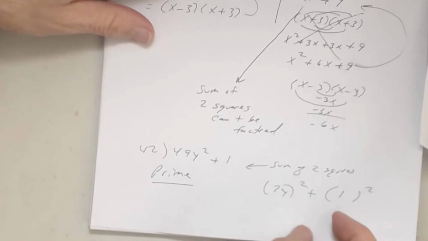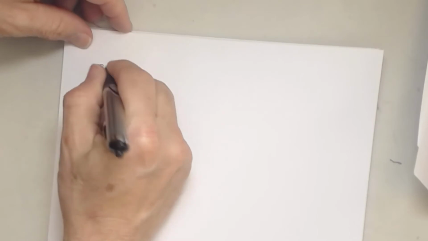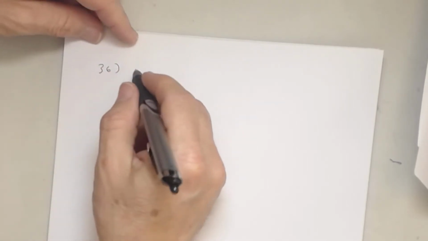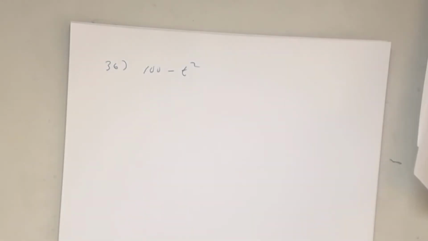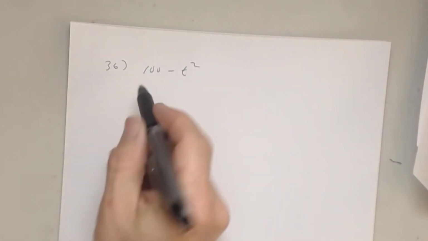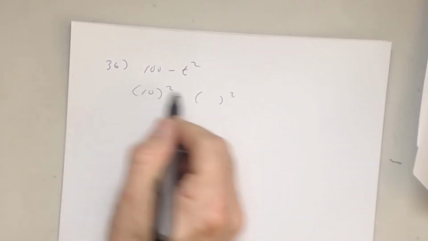okay, so let's look at this one, because you could see something like number 36 on MyMathLab, and even on a worksheet. Looks like this. 100 minus t squared. All right. What's the GCF? 1. 2 terms. What do you see in the middle? Minus. Subtraction. So let's see if this is the difference of 2 squares. Is it? Yeah. What's the first parentheses? 10. What's the second? t.